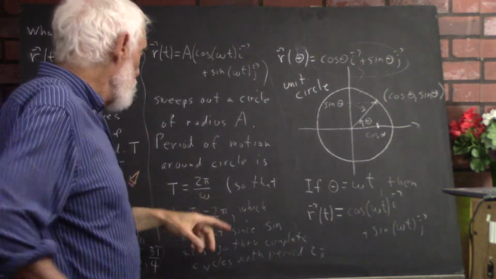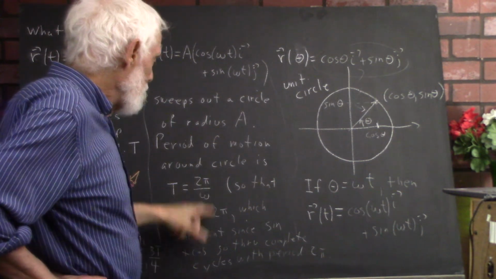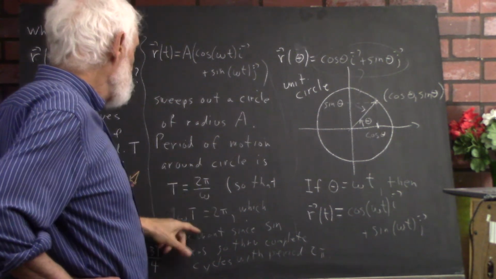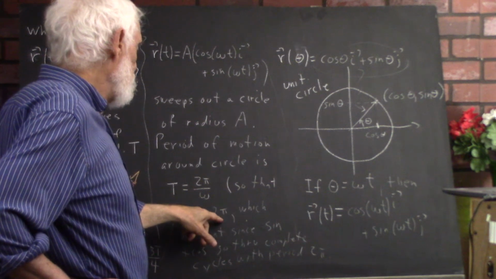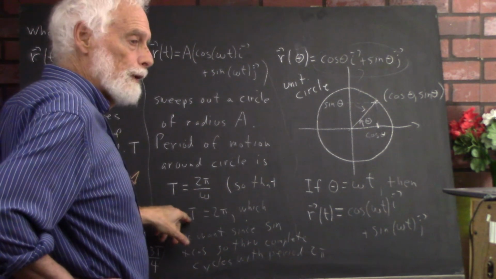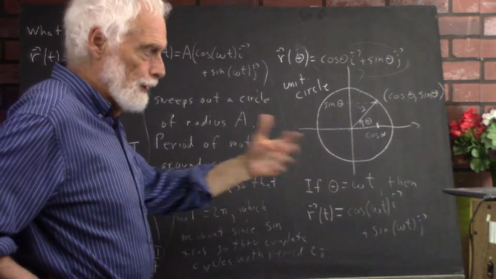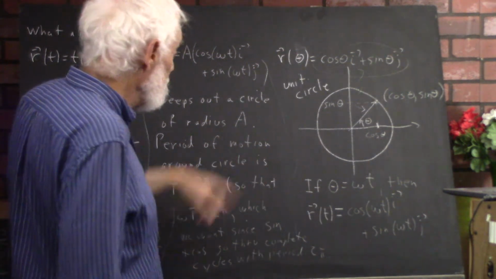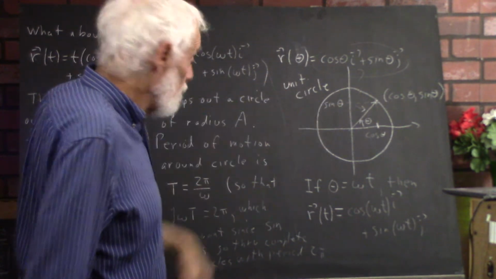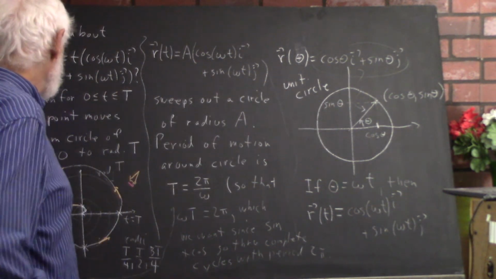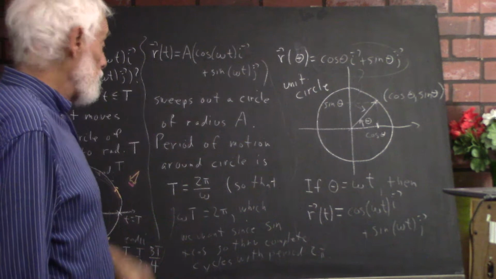In any case, either way, omega t equals omega times big T. Omega times the period is 2 pi, which we need because that's what it takes for the sine and cosine to complete their cycles. It's what it takes for theta to get all the way around the circle. Okay, well, there's that model.